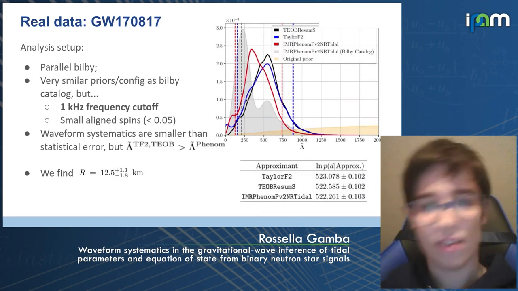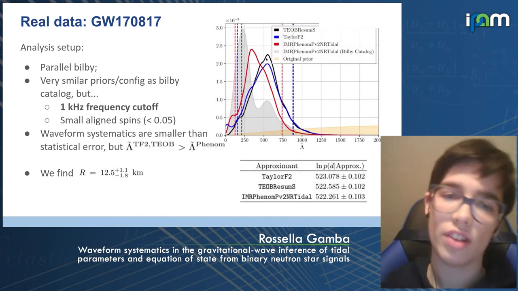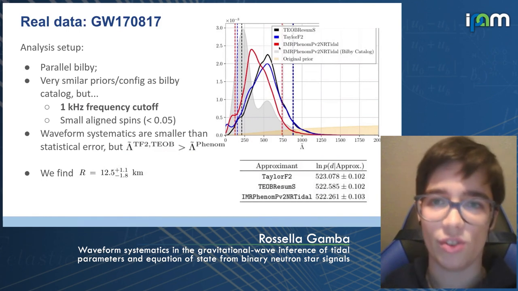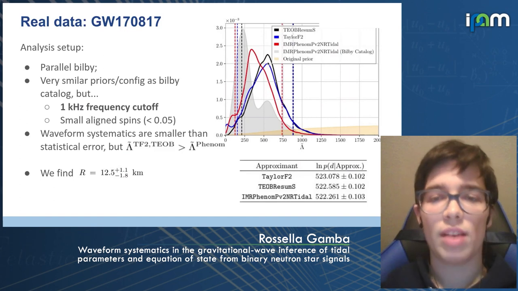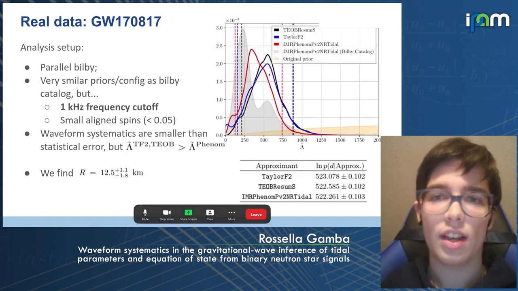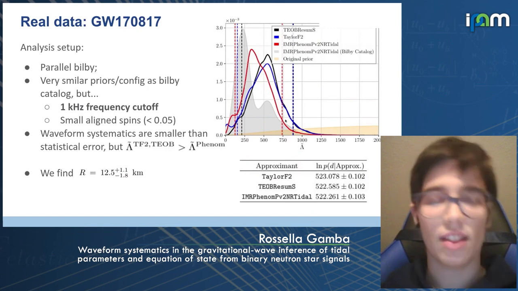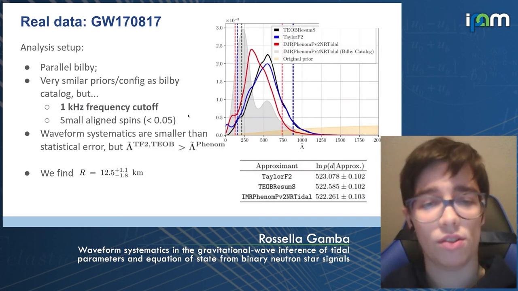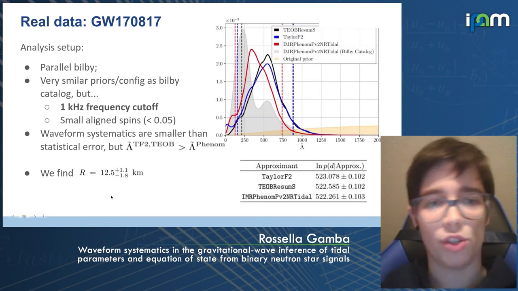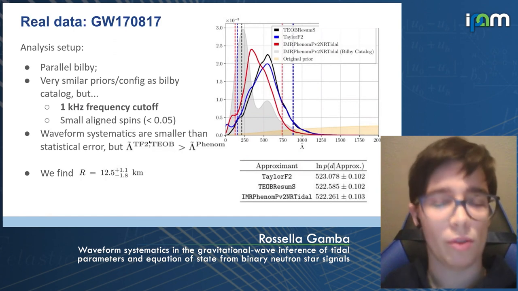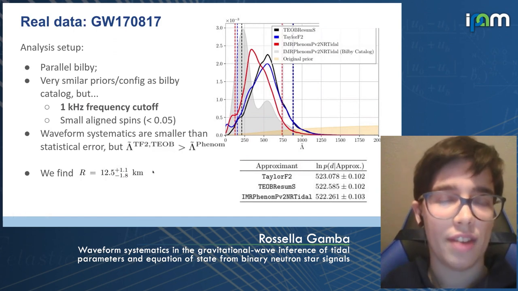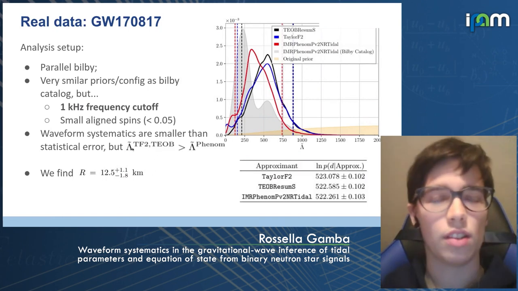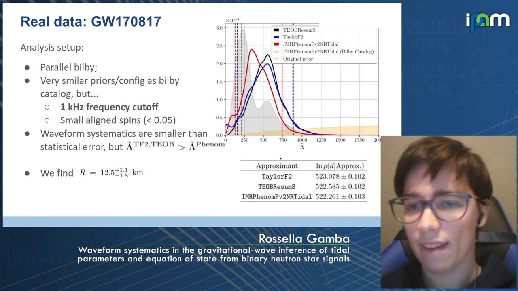If you take a look at the plot here on the right, you will see that waveform systematics are definitely smaller than statistical errors. However, we still see the hierarchy that we were discussing before. So we have TaylorF2 and TOBRSMS, which are in good agreement with one another, and EMR Phenom, which instead tends to underestimate tidal effect with respect to the other two. And then this can also be mapped into some radius estimate, which in this case amounts to approximately 12.5 kilometers, which is, I think, in better agreement with the nicer result with respect to the LVC radius estimate. But this is just off the top of my head.